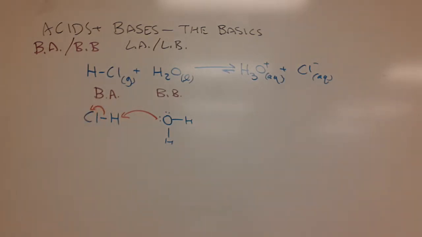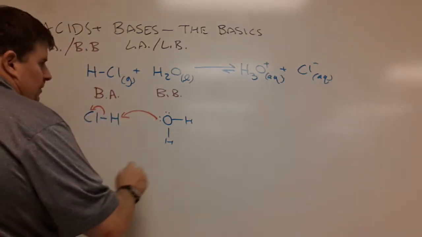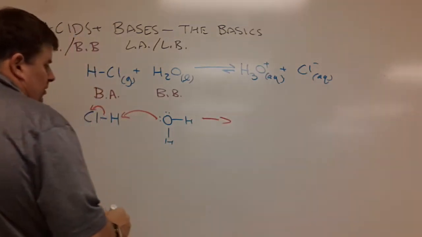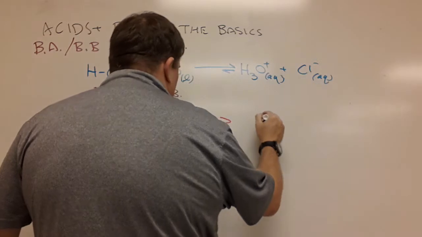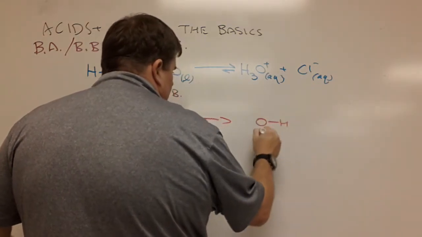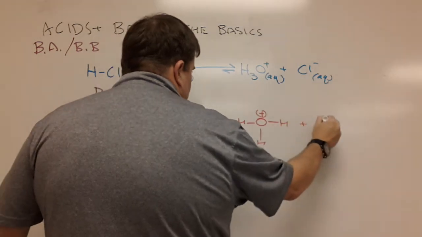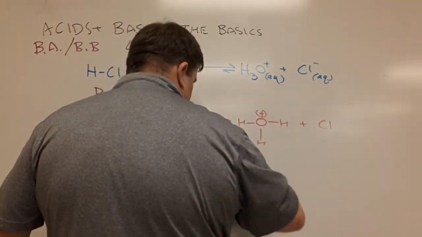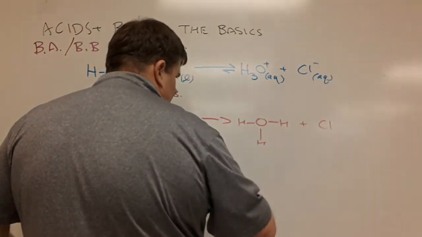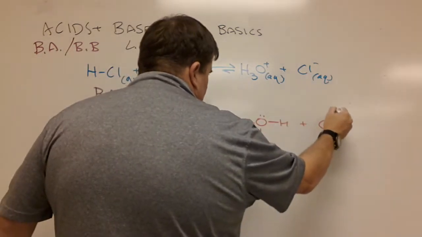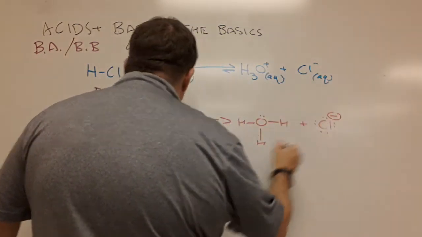Okay? So as a result, what we have in the system is the generation of H3O plus and Cl minus. Let me put the lone pair on there. Okay.